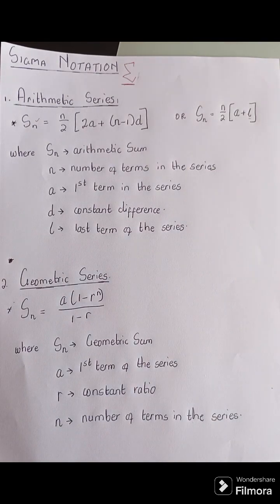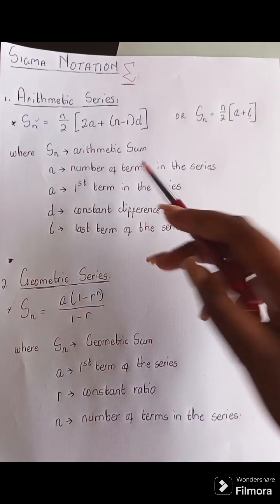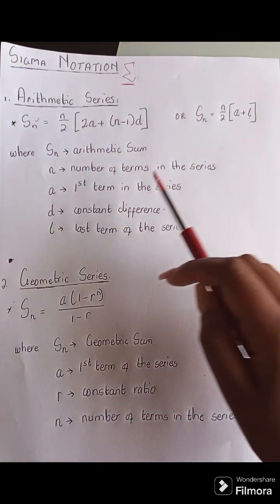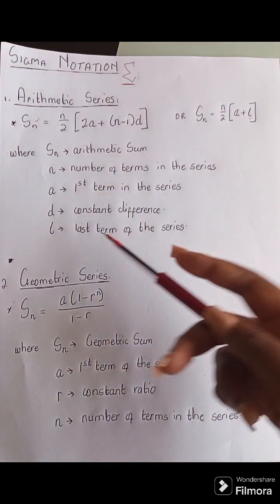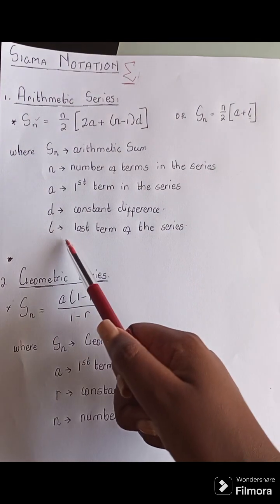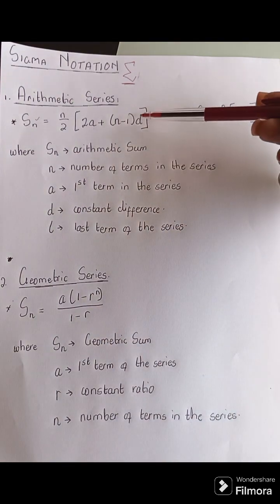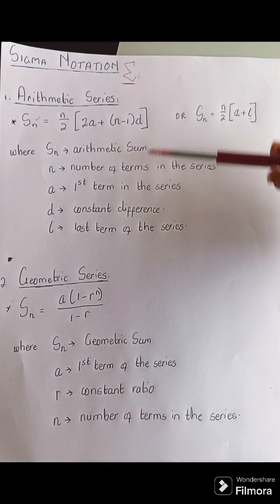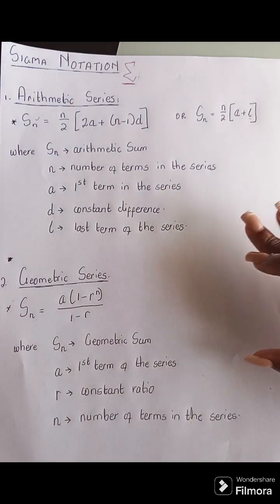And again, in order for you to be able to use a formula, you must know what each variable in the formula stands for. Okay, so here we have Sn. Sn is the arithmetic sum. n is the number of terms in the series. a, we already know, is the first term of the series. d is the constant difference, and l is the last term of the series. So if you know what all these variables are and you know how to find them, then you will be able to use the formula.